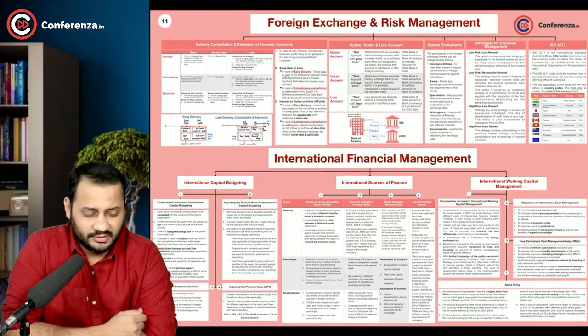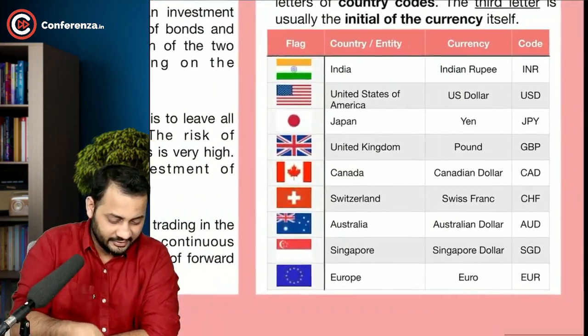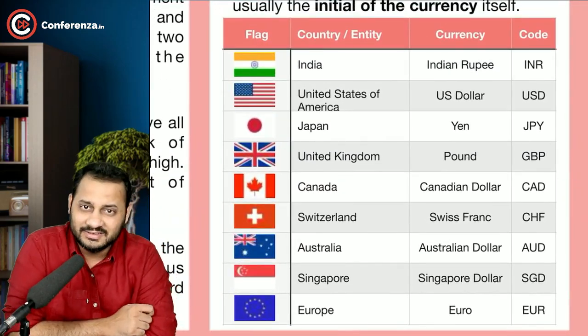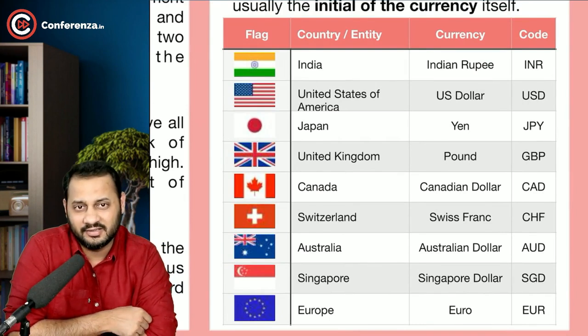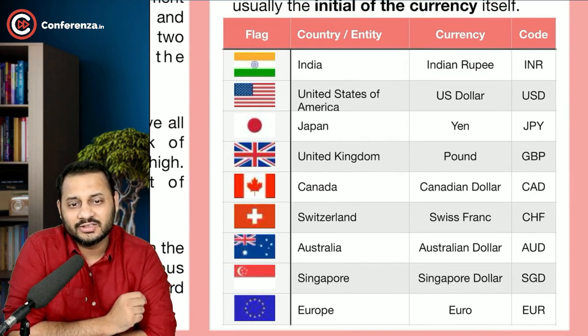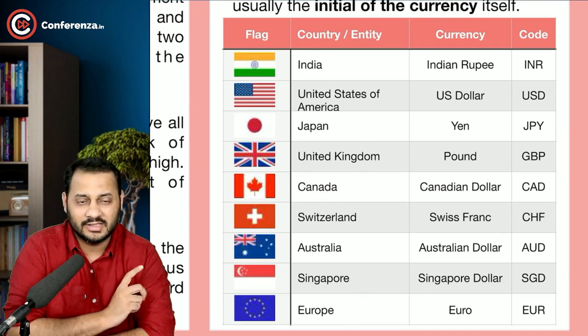So the very first is the Indian currency. Obviously India is the country, the currency is the Indian rupee, and the code is INR. You can clearly see that in the last column there is a column called ISO code. It is called ISO code.